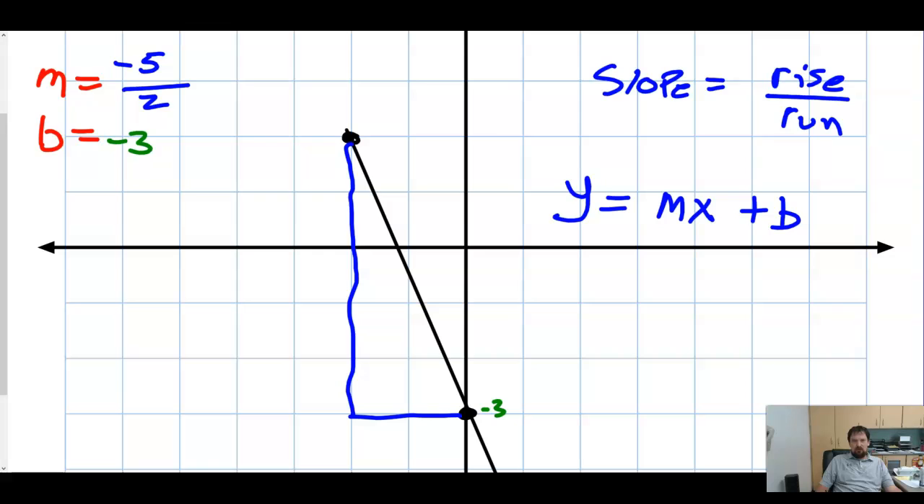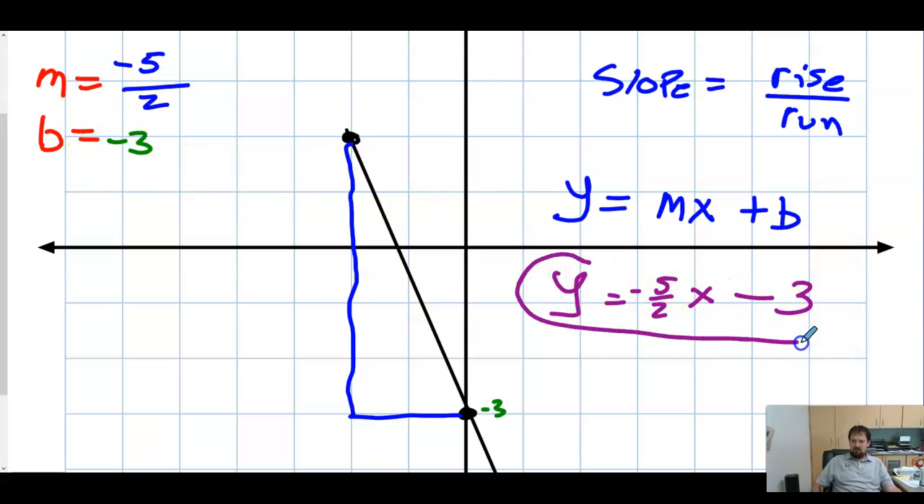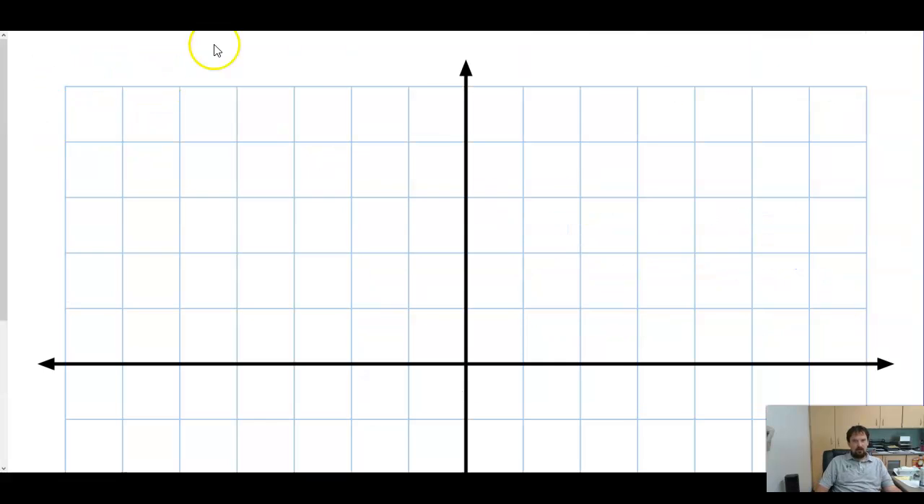Now I'm just going to write it in my slope-intercept form. So I get y equals m. My m is negative 5/2 x, and my b is negative 3. So I'm going to say minus 3. So whatever this sign is, you bring it over with it. And there is my equation right there. Okay? Let's try another one.